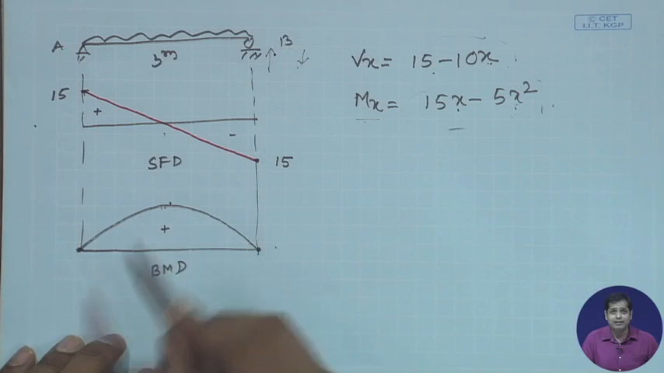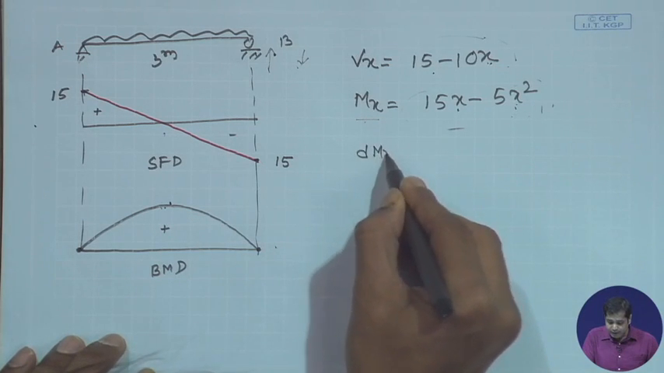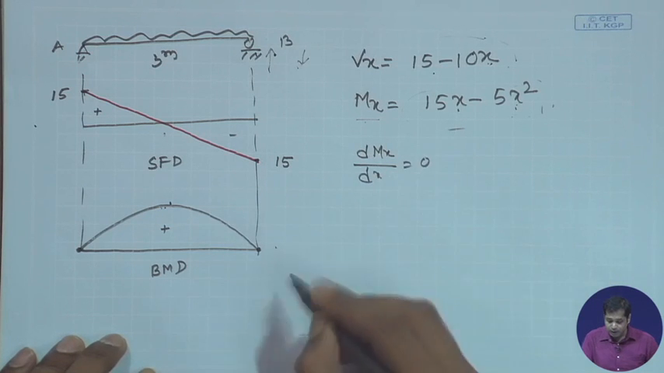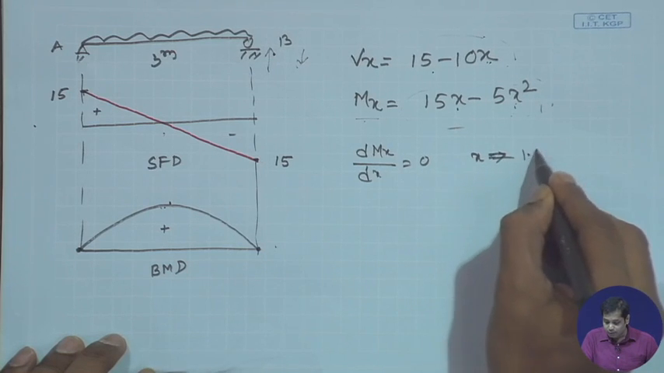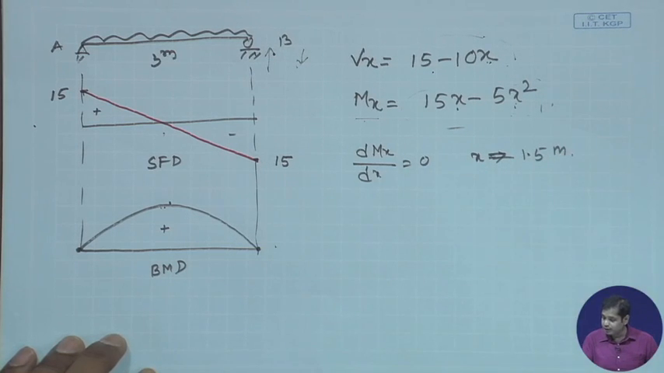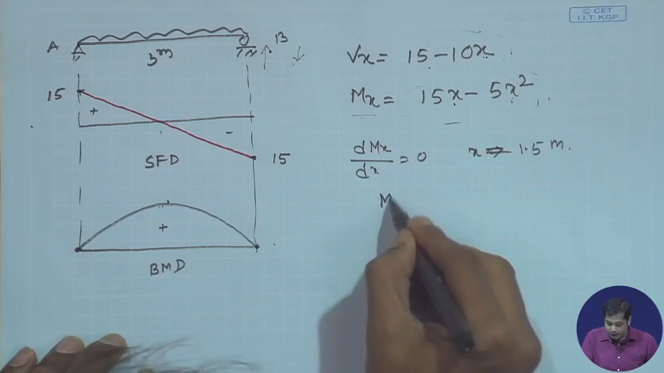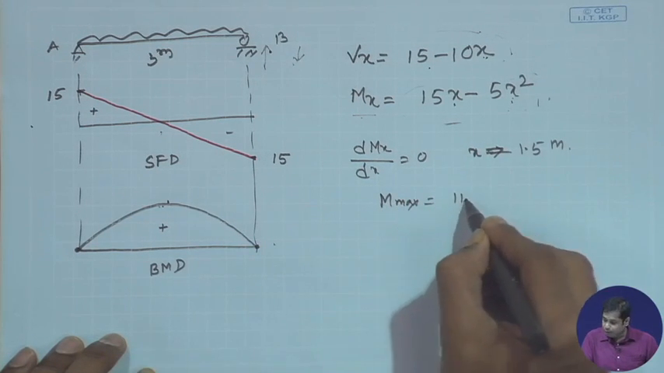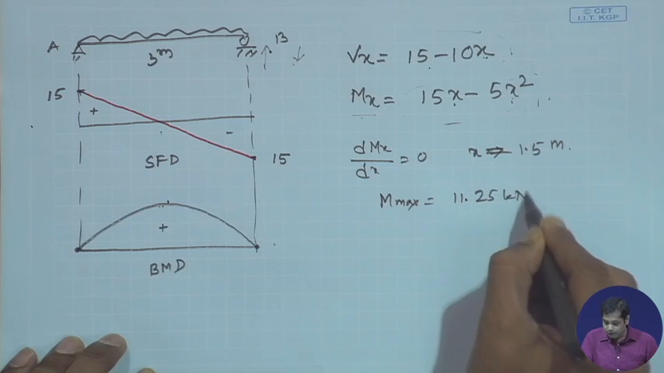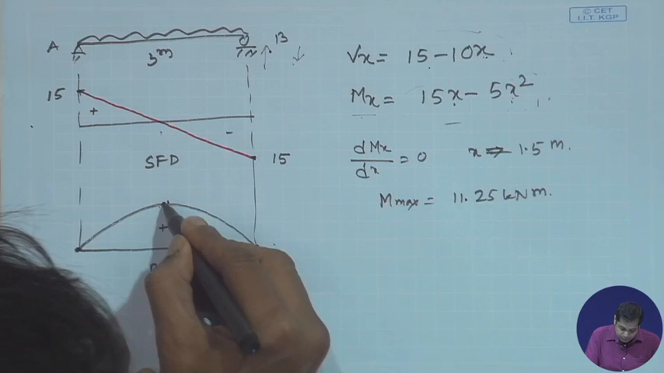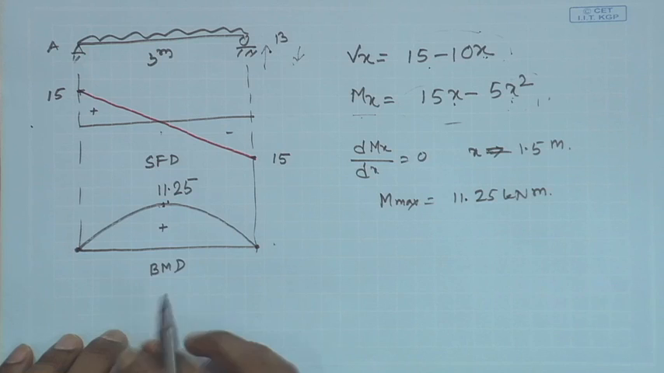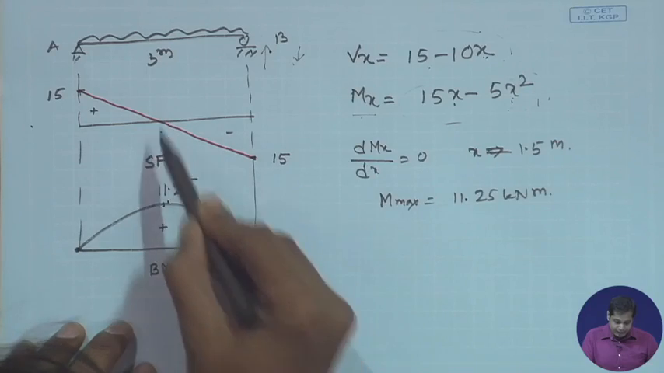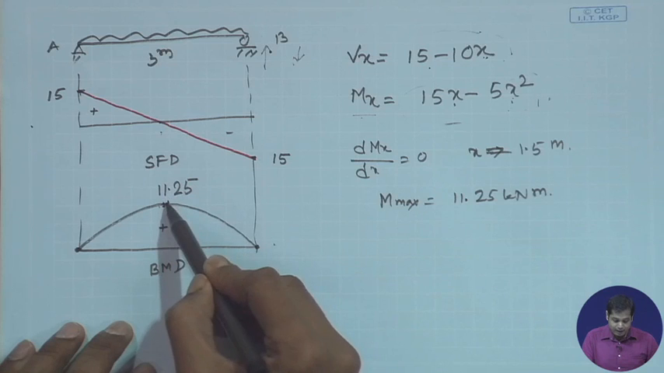Now, suppose you have to find out the maximum bending moment here. The maximum bending moment will be where dM/dx is equal to 0, and if you substitute that, you will get x is equal to 1.5 meter. If you substitute x is equal to 1.5 meter here, you get M max as 11.25 kilonewton meter. So, this will be 11.25 kilonewton meter.